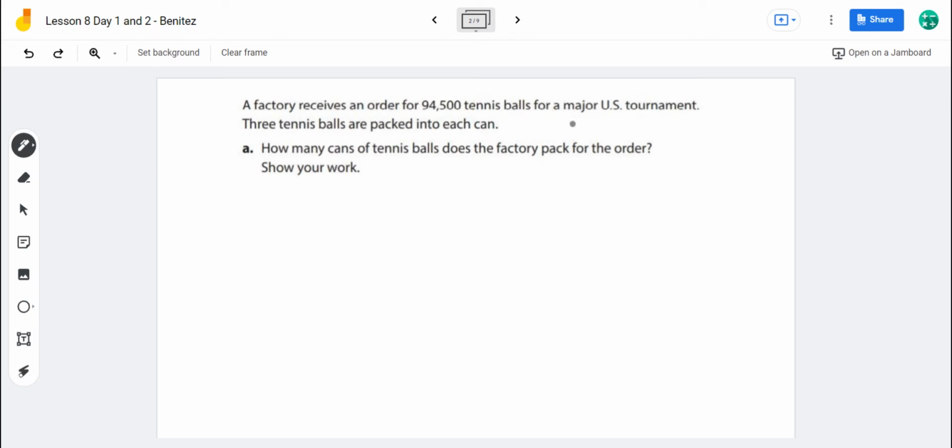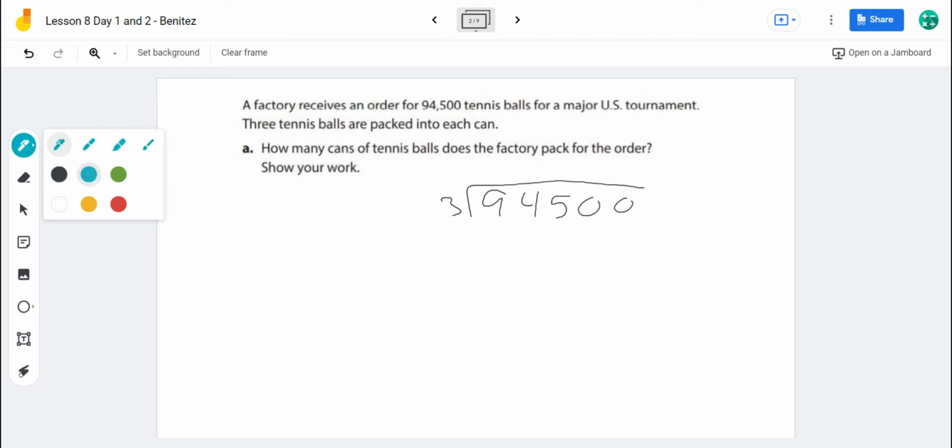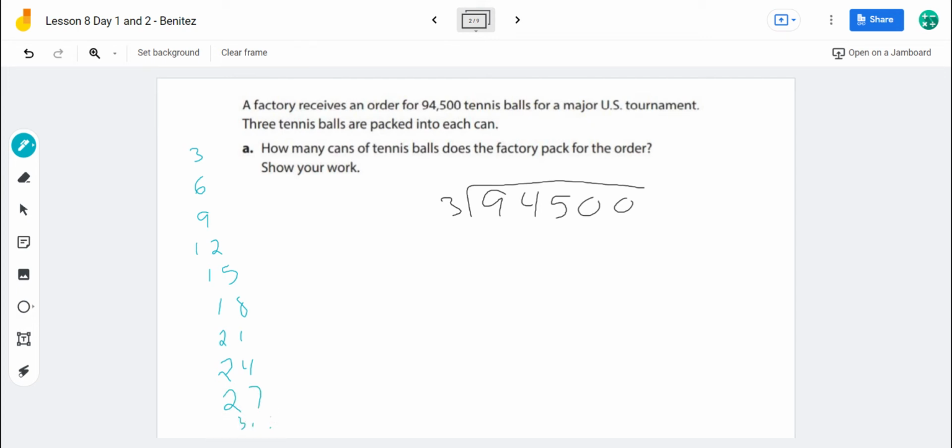Alright, setting up the long division. 94,500 divided by 3. So again, I'm going to list my multiples of 3. 3, 6, 9, 12, 15, 18, 21, 24, 27, and I'll just go up to 30. So now I'm going to go to the division.